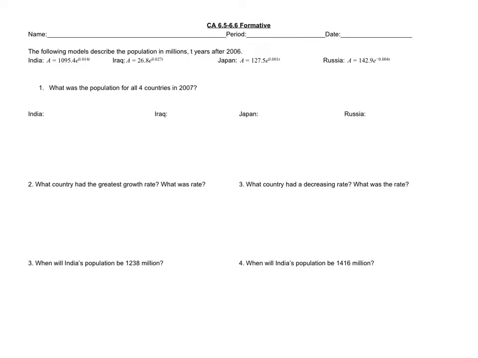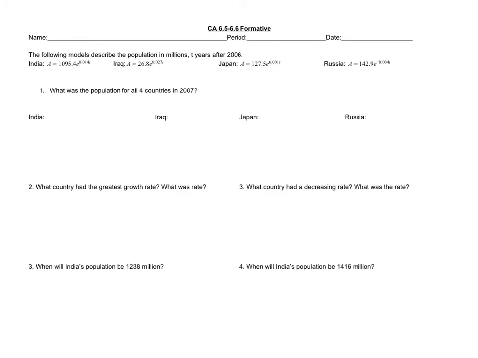All right, so what was the population for all four countries in 2007? So India, we're going to do 1095.4 times e to the 0.014, and the time is 1 year because from 2006 to 2007 is 1 year. So in your calculator, you're going to put e to that power first. So second e, 0.014, enter, times that by 1095.4. So 1110.8. So that's how many millions of people are there now.